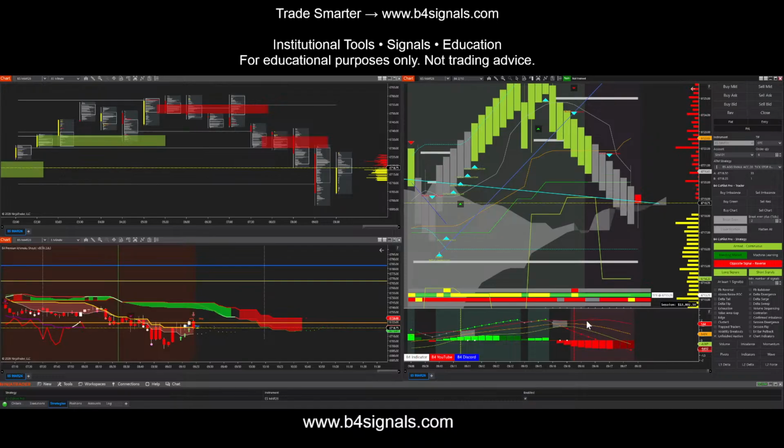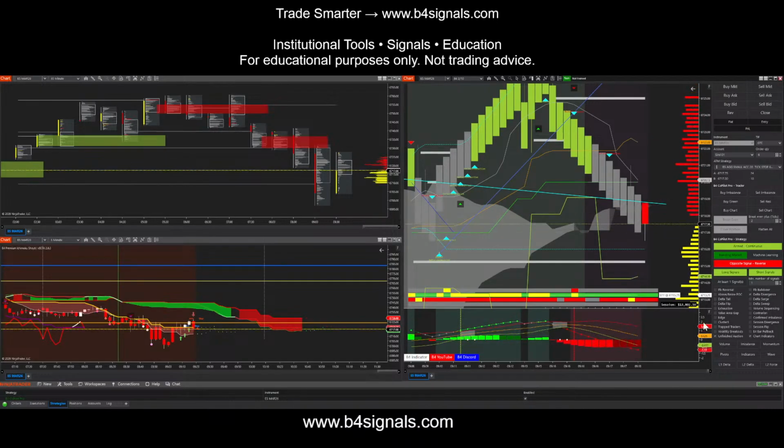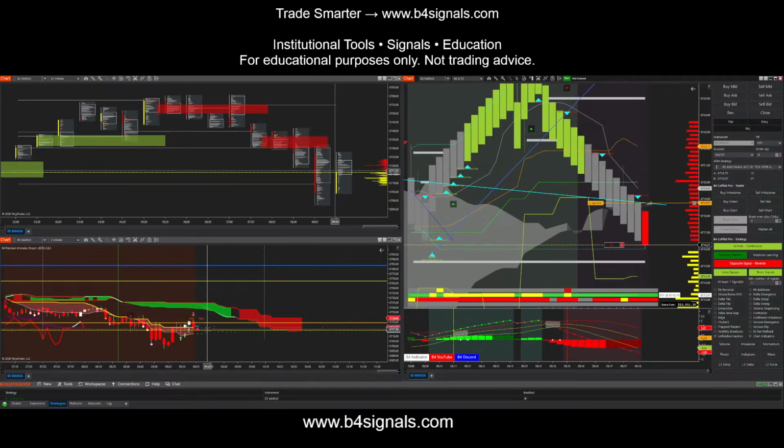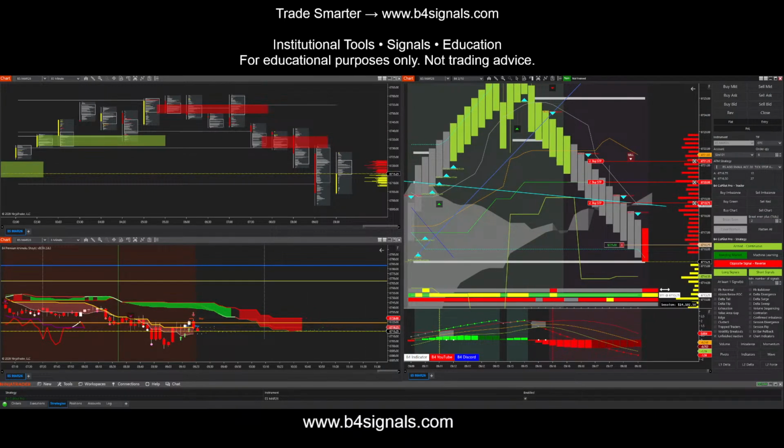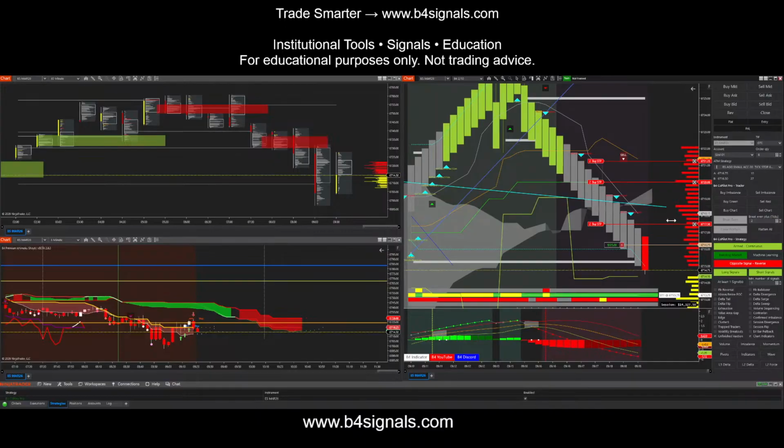This is our lower B4 indicator right here. We still got room to the downside. This indicator here is showing potential for a TK cross coming up, which would be movement to the upside. Conflicting information.